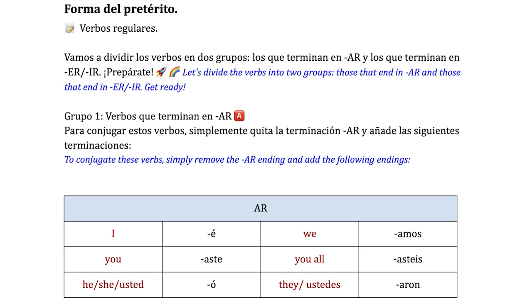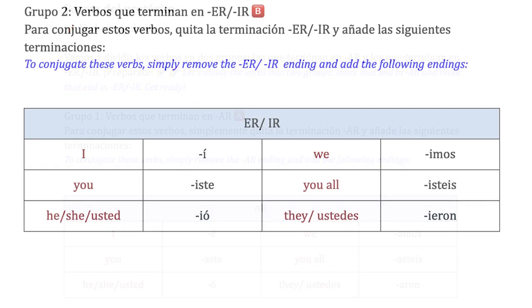And to conjugate the verbs that end with ER or IR, simply remove the ER or IR ending and add the following endings: í, iste, ió, imos, isteis, ieron.